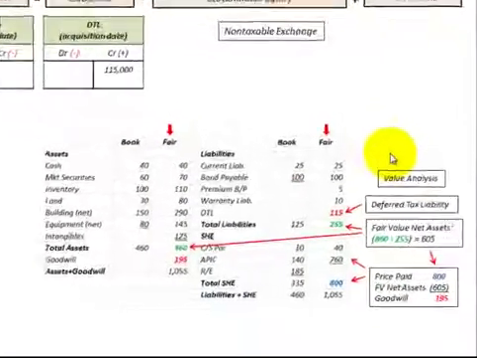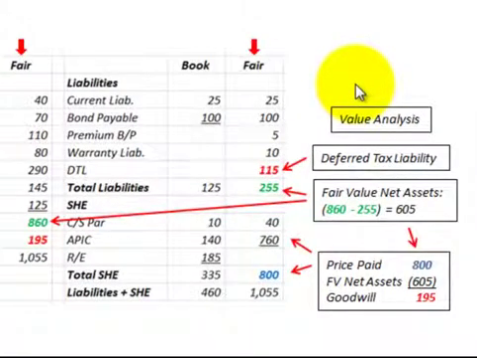Okay, to calculate our goodwill here for this non-taxable exchange, we'll look at our value analysis here, and I have a deferred tax liability set up here under the liabilities account. So our fair value of our net assets, that would be the $860,000 for our total assets, less the total liabilities here of $255,000, which includes this deferred tax liability here of $115,000. So our net assets here, a fair value of $605,000.